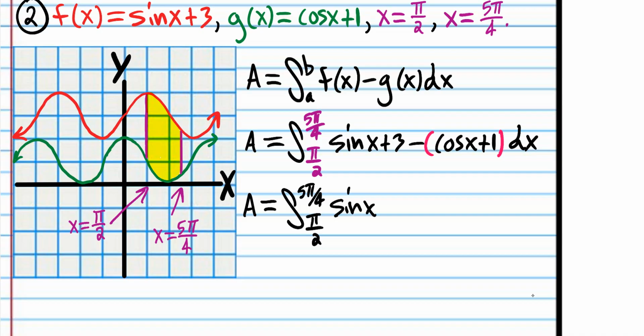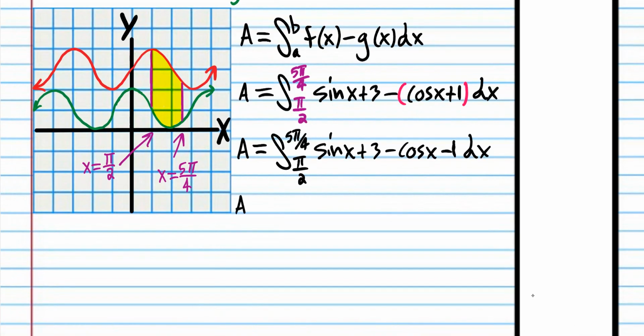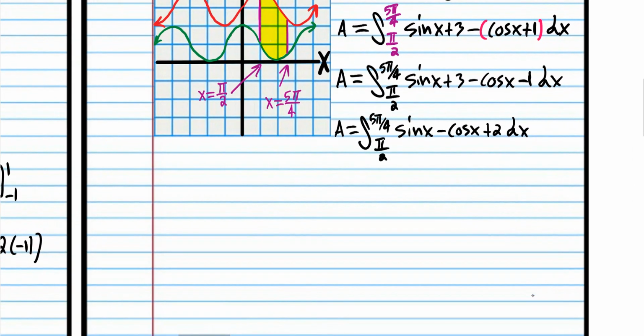Okay, so we have sine x minus cosine x, and maybe I'll go slow here. We're just distributing the negative, and we're simplifying the integral. So we have sine x minus cosine x plus 2. All right.